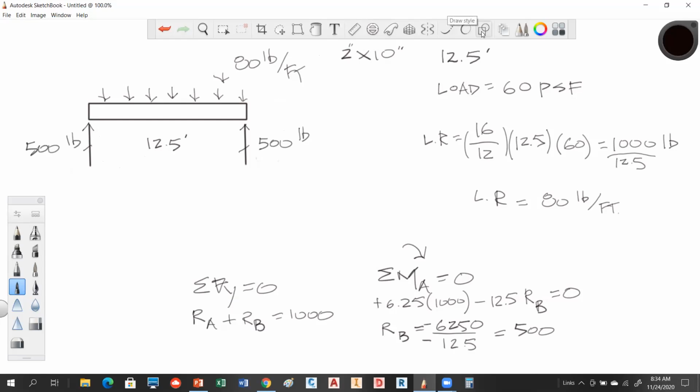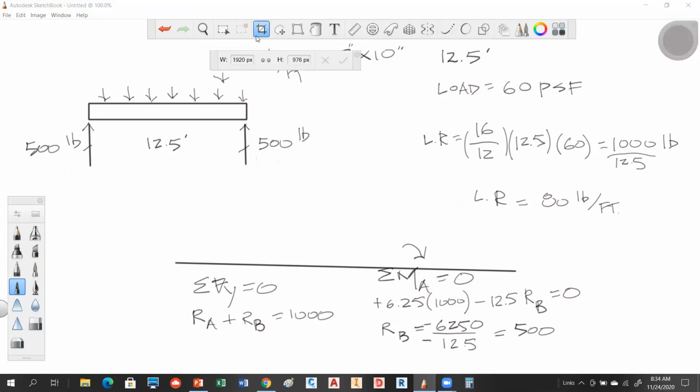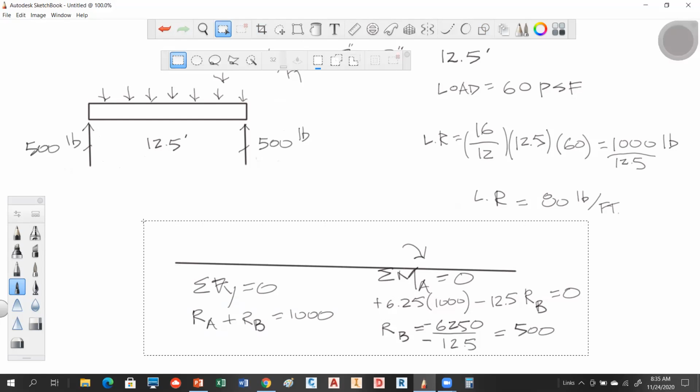All right, so we need to, I'm going to clean this. Whoop. That's not what I want to do. Hold on a minute. Clicking too many things here. Let me clean this up here.